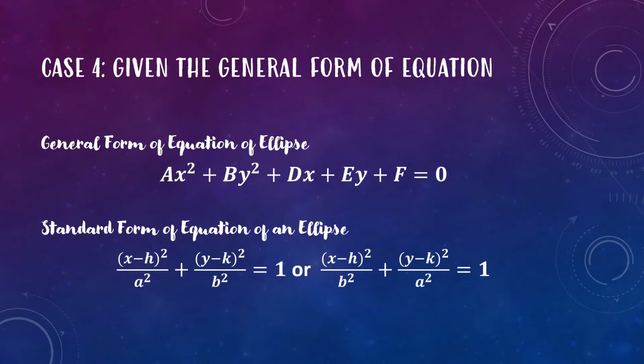For our standard form of equation of an ellipse, we have quantity of x minus h squared over a squared plus quantity of y minus k squared over b squared that is equals to 1, or we have quantity of x minus h squared over b squared plus quantity of y minus k squared over a squared that is equals to 1.